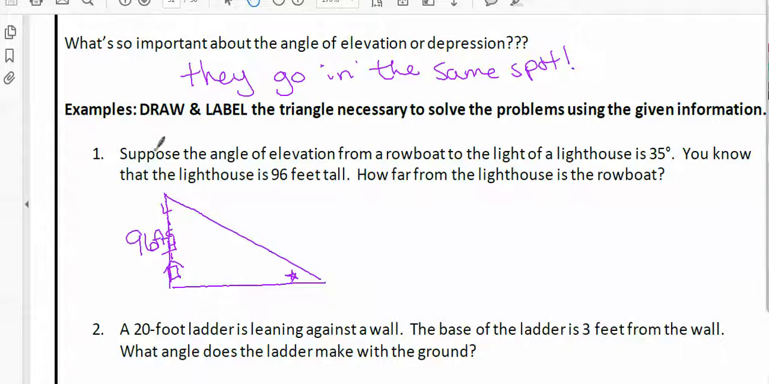Actually, let's start at the beginning. Suppose the angle of elevation from a rowboat to the light of a lighthouse is 35 degrees. Well, that always goes in the same spot. Then I have this 96 feet over here, and then it says, okay, well, how far is the lighthouse from the rowboat? Well, my rowboat would be out in the water. I'm going to make it a sailboat, of course, and I'm looking for this. So this is how I set up this picture. Let's move on to the next one.